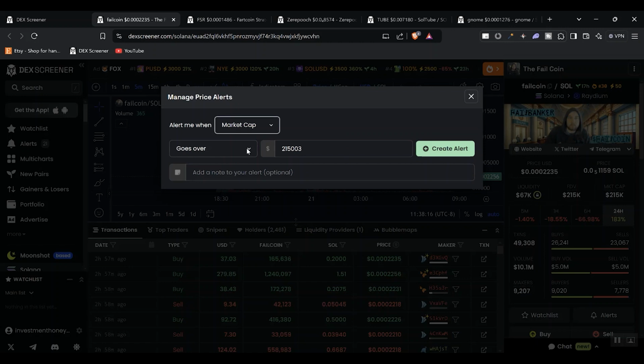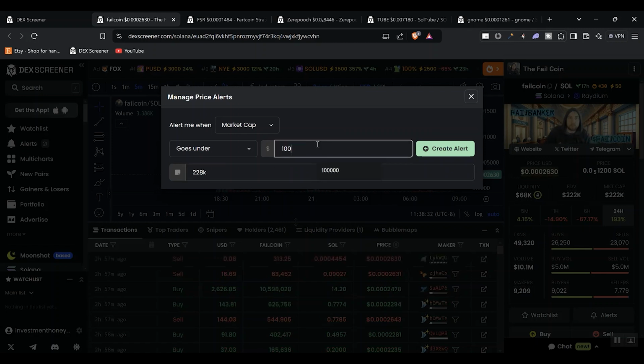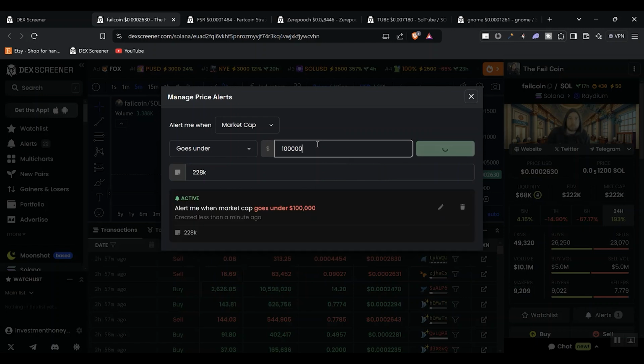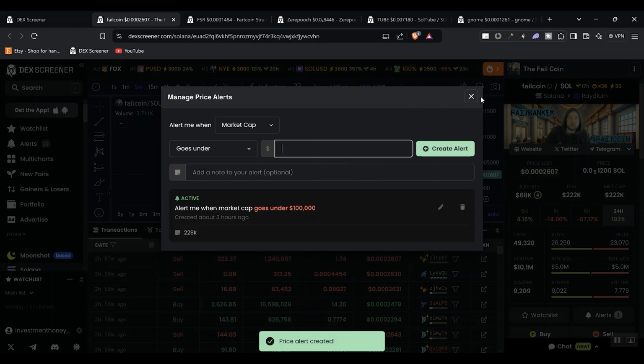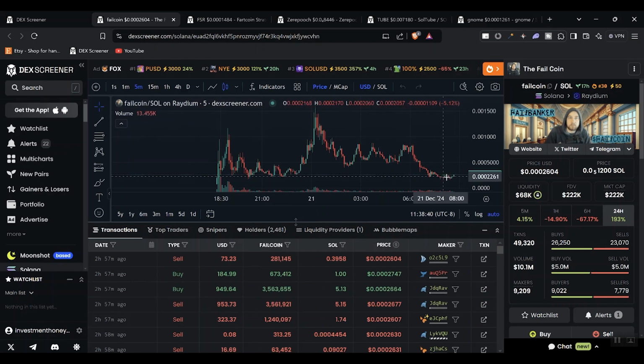So I'm going under, and we're at 215. Actually, let's see here, 228. I'm going off of 228, not from here, but from here. Because remember, there's always a delay. So 228K, and I think this can obviously hit 100K in terms of retracement, so we're going to see. We're going to keep an eye on this one. Even though this is going up, I still think this is going to come back down.